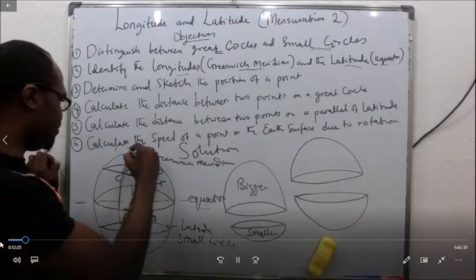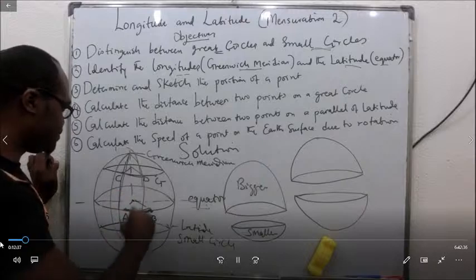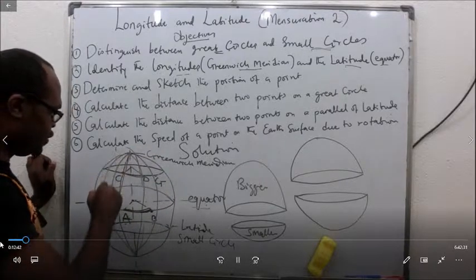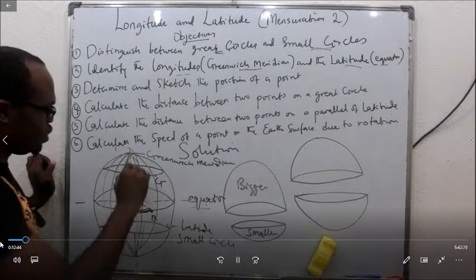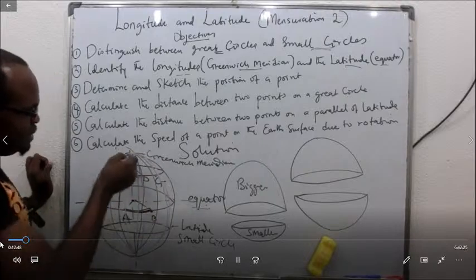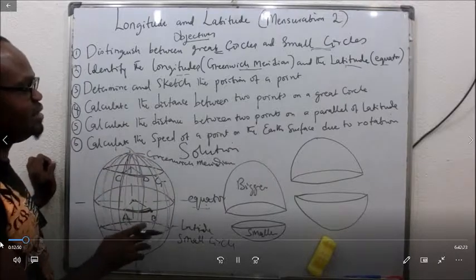If you also cut the edge through this other point, you also get two equal parts. If you cut through this point, two equal parts, through this point, two equal parts. So you have plenty of great circles as the meridians.